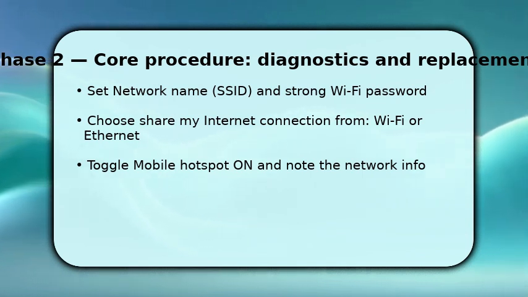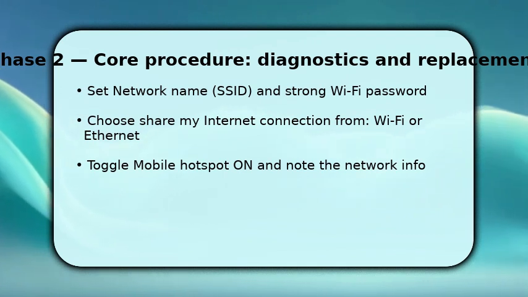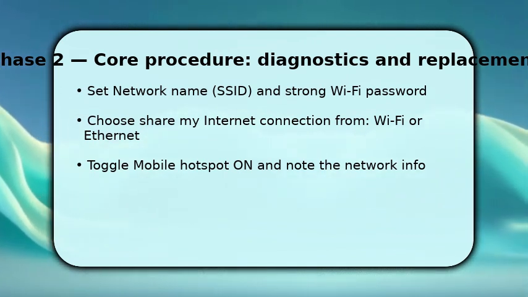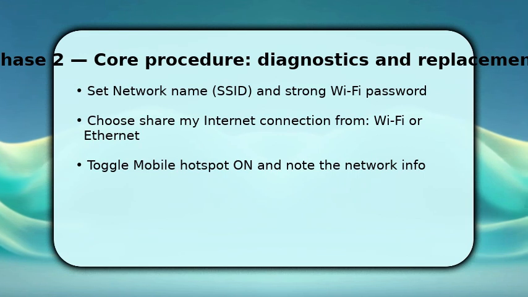Once set, toggle Mobile Hotspot on. Make sure the listed connected devices count updates because that confirms broadcasting. If you want limited sharing, click Change and set a simpler password or restrict to specific adapters. Finally, connect your PC or other devices using the new credentials.